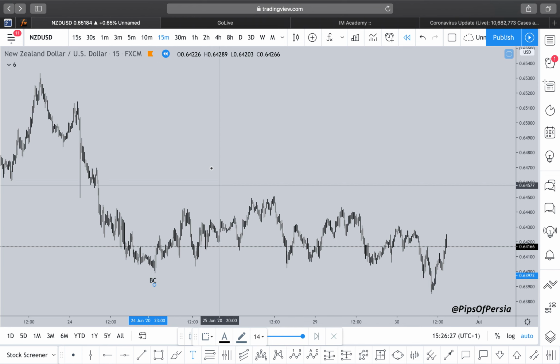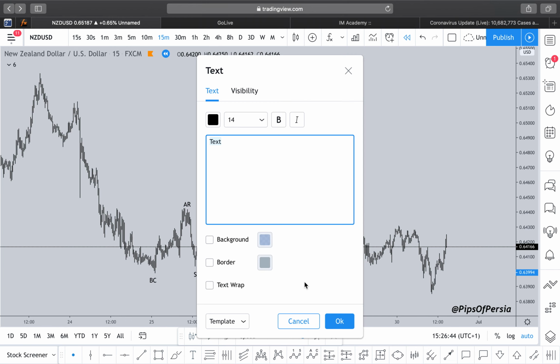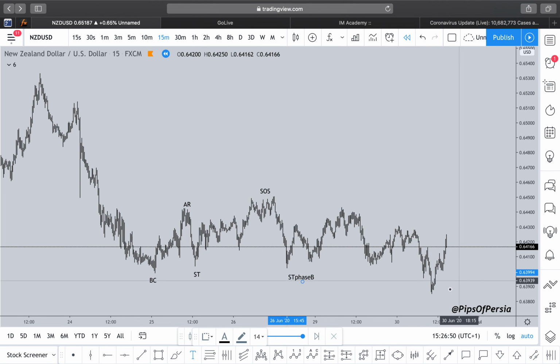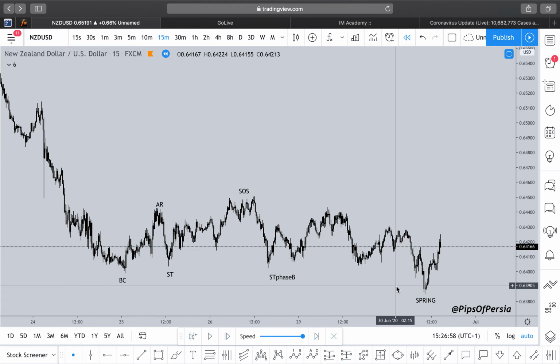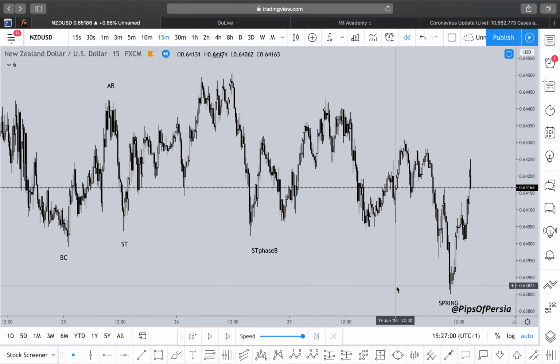That can be my selling climax over there, with the automatic rally, secondary test, and quote-unquote sign of strength. Following this, we got our secondary test in phase B, and the final push to the downside was our spring. So in terms of the Wyckoff schematic or Wyckoff points for an accumulation, it's perfect, right? What we see in front of us is amazing. It's a very textbook schematic for accumulation.